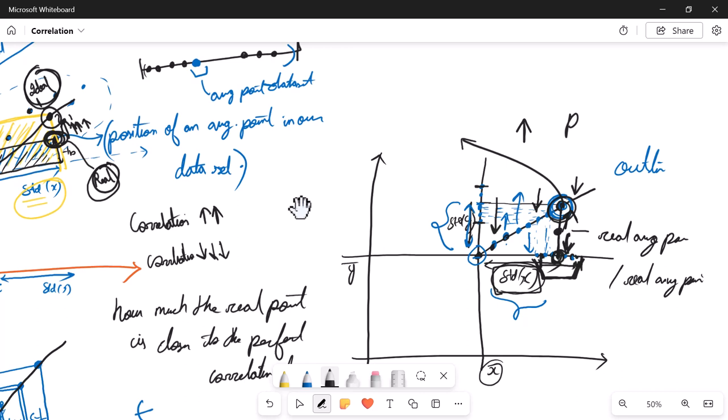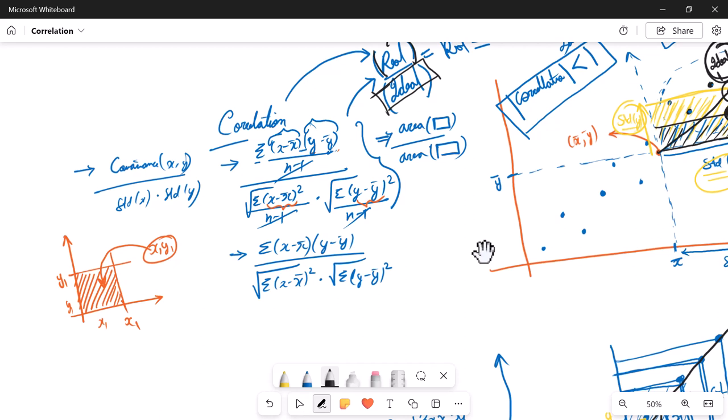And that's why the denominator part is independent of the relationship between the points. It is taken separately, right? These two are separate. The covariance part, or the numerator part, takes into account the real data points, and the denominator part doesn't take into account the real data points.